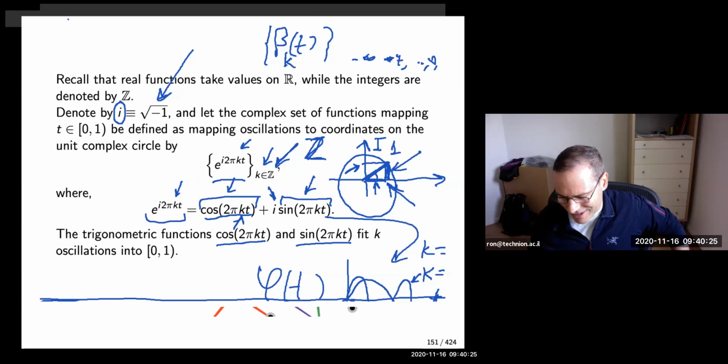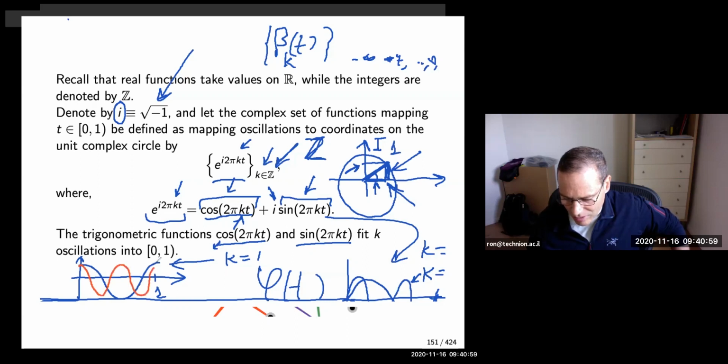Well, what can you say? This is where you actually have more engineering stuff to do. Okay, so let me work out the cosine. The cosine would look like that. Between 0 and 1, it would look like that. So this would be k equal 1. There is only one period, one cycle, going on here. For k equal 2, what would happen is that I would have two such periods.